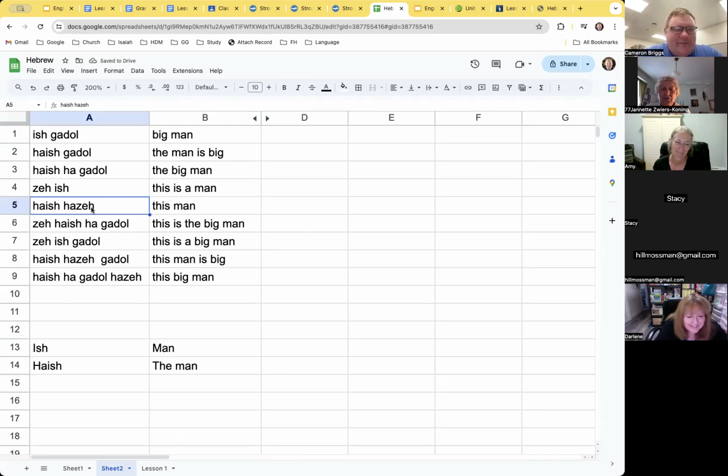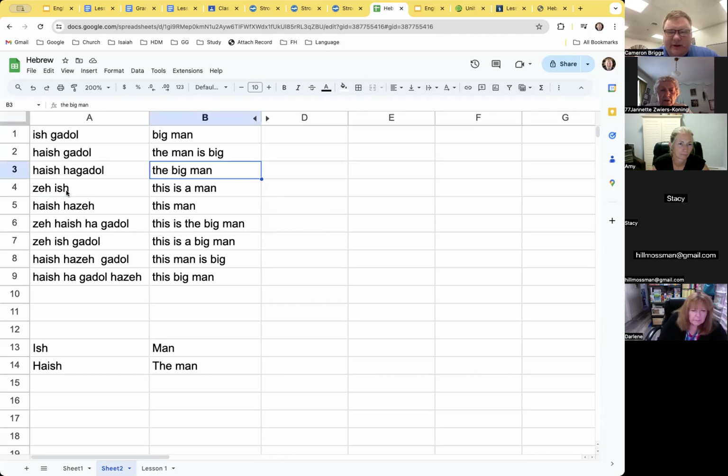So yes, we're introducing our first article, Ha'ish Gadol. So the man is big. If we don't have the double ha there, then the adjective is not also receiving that and is separated by a verb, which is to be. But if we do put a ha in front of both of them, they act like a magnet and they both become the subject of the sentence. So the big man, and then whatever the rest of the sentence would be after that.